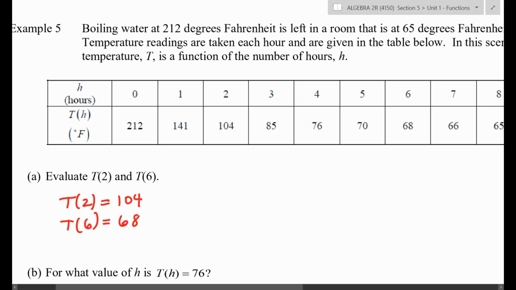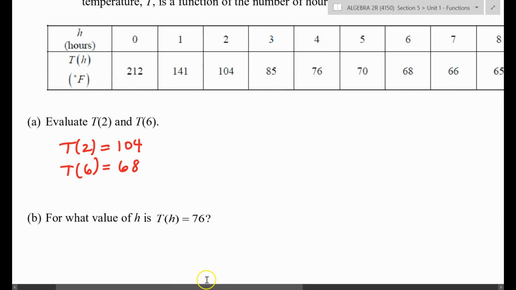Really difficult question to answer, huh? All right, and then for what value will I reach a temperature of 76 degrees? How long is that going to take? It's going to take 4 hours. So I can ask you questions flip-flopped, right?